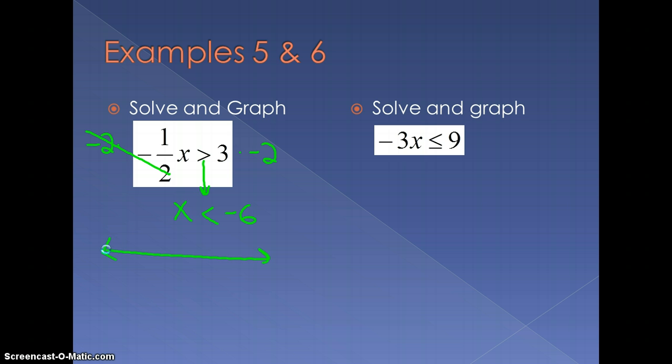So from here, we go to graph this. I go to -6. It does not equal -6, so it's open, and I go to the left. X is less than -6.